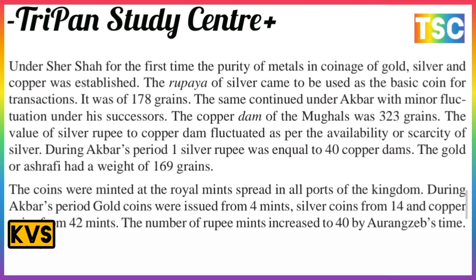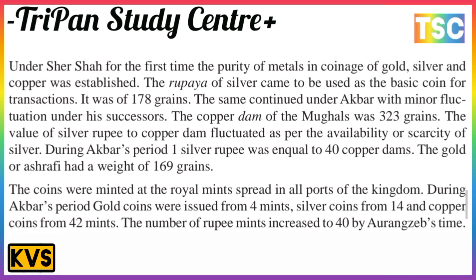Under Sher Shah, for the first time, the purity of the metal of coins of gold, silver and copper was established. The silver rupee came to be used as the basis coin for transactions. It was of 178 grains. The same continued under Akbar with minor fluctuations under the successors. The copper dam of the Mughals was of 323 grains. The value of the silver rupee against the copper dam fluctuated as per the availability or scarcity of silver. During Akbar's period, one silver rupee was equal to 40 copper dams.